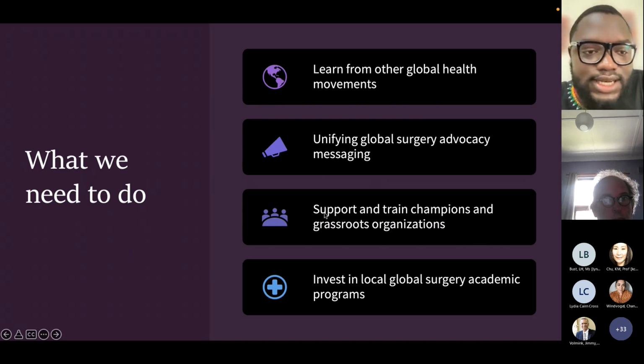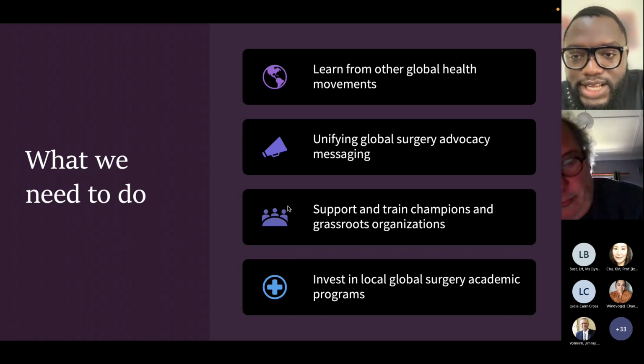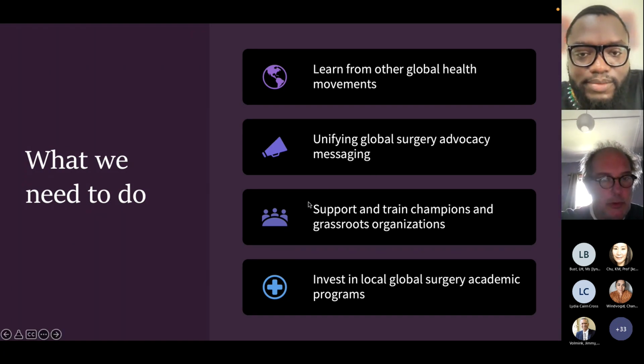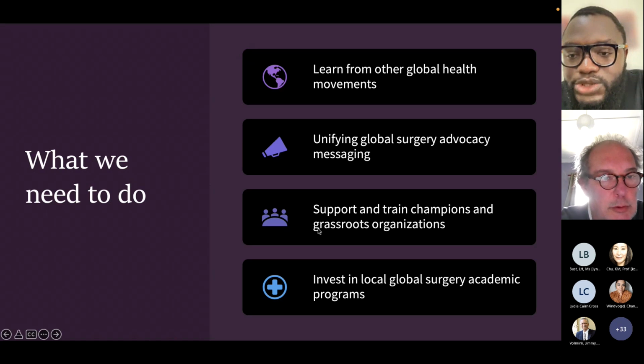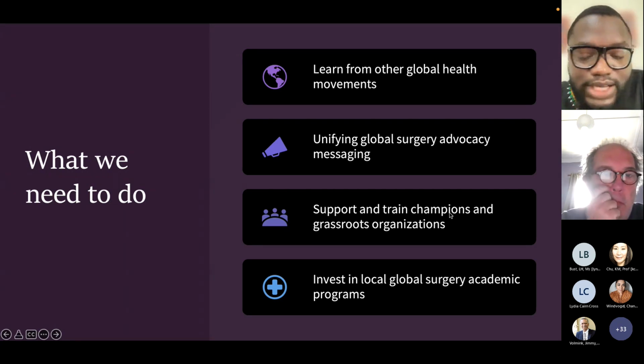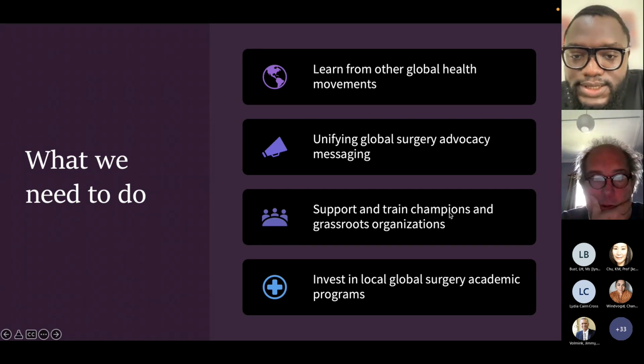So these are a few things that I think we need to do. Learn from other global health movements. We need to develop a unifying global surgery advocacy messaging. We need to support and train local champions and grassroots organizations.